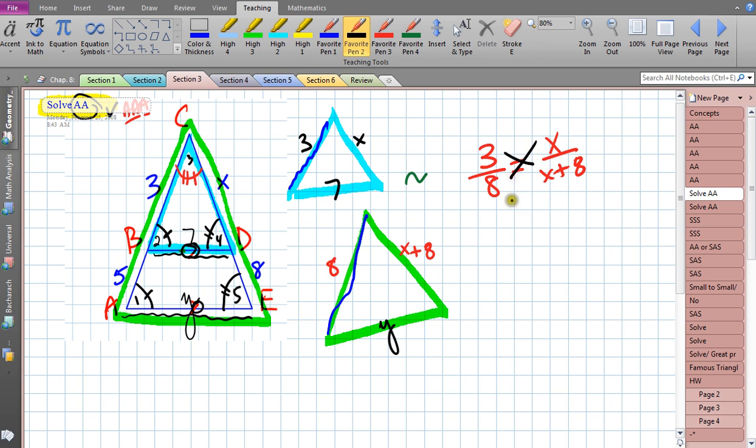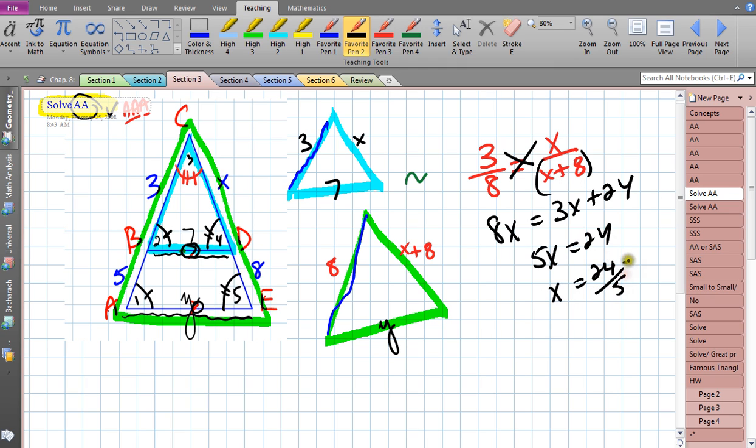So when I cross multiply here, that's going to be 8x equals 3x plus 24. Notice I used the distributive property here. And then I'm going to say 5x equals 24. x is 24 fifths. Another way, that's 4.8. So both of these forms are acceptable as our answer: we have 4.8 or 24 fifths.